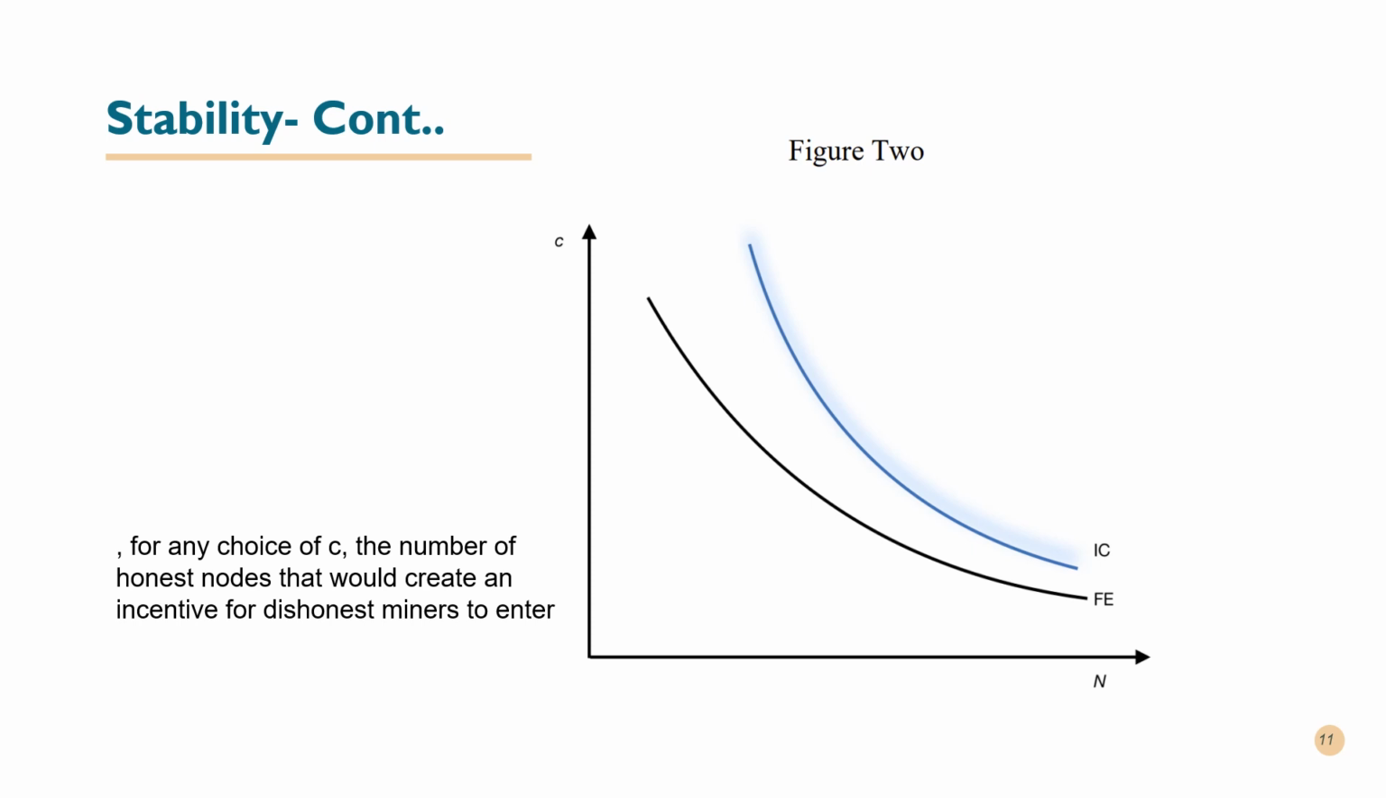By contrast, in the second figure, figure number 2 that we are looking at, the IC constraint is above the free entry condition. In this case, for any choice of C, the number of dishonest nodes that would enter as implied by the free entry condition would be too few and would create an incentive for dishonest miners to enter. Thus, in this case, there is no value of C that would make the blockchain sustainable.